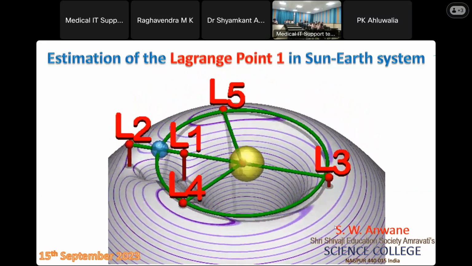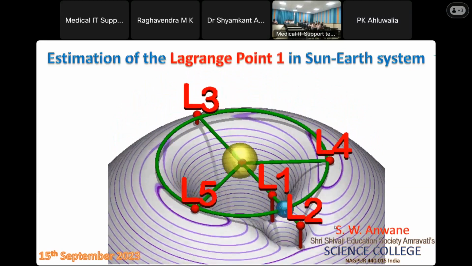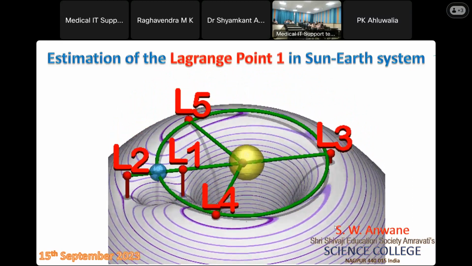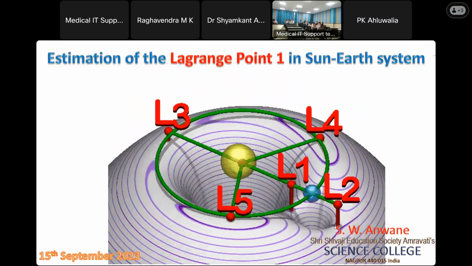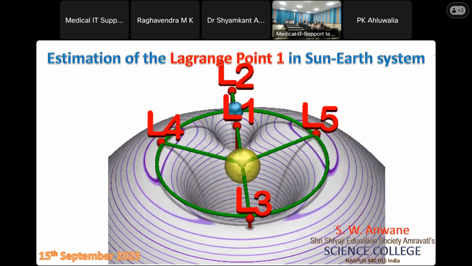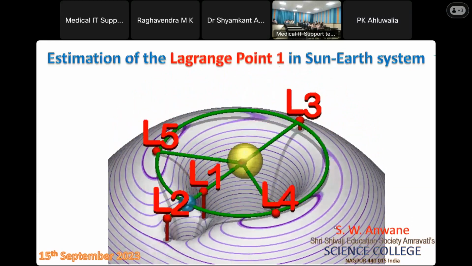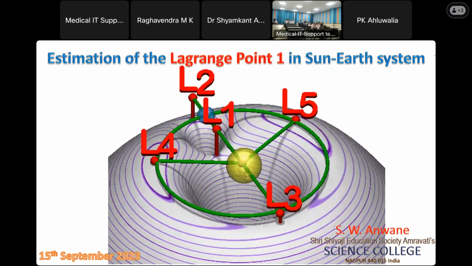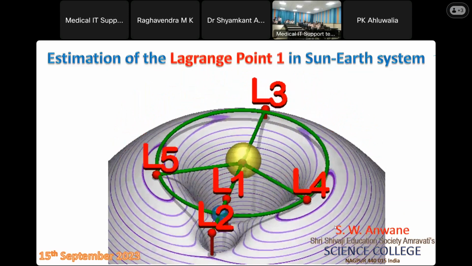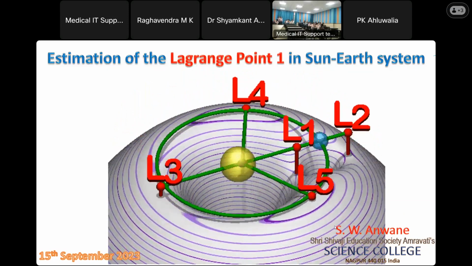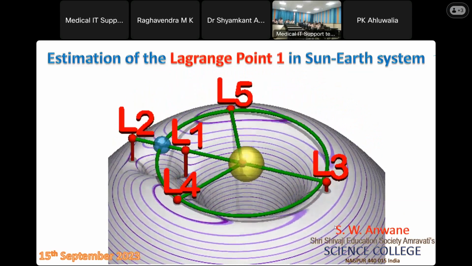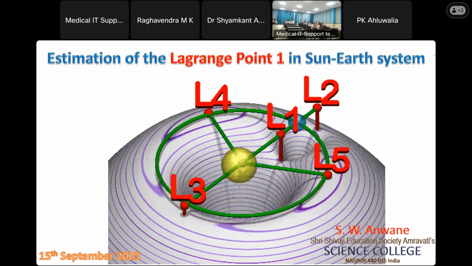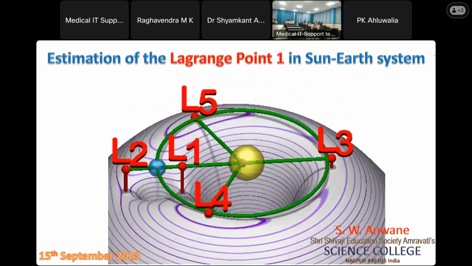Our focal point, L1, is the place where the gravitational forces of Earth and Sun conspire to create an equilibrium that allows objects to maintain their relative position with respect to our planet. Throughout this talk, we'll not only unveil the theoretical underpinning of the Lagrange point L1, but we'll embark on a fascinating journey of mathematical calculations striving to pinpoint the celestial sweet spot.